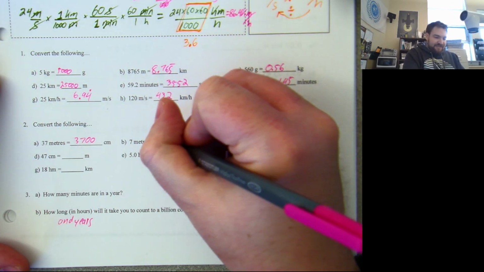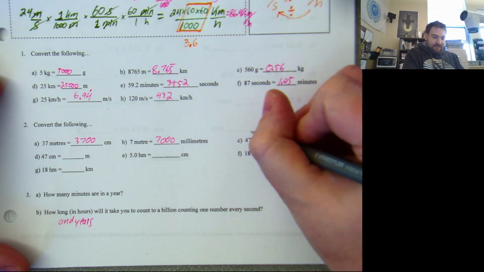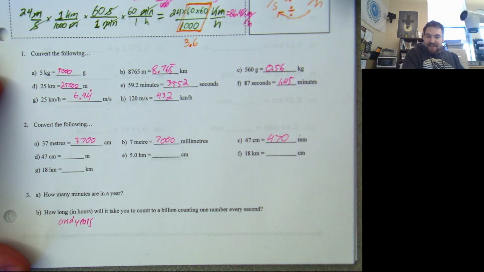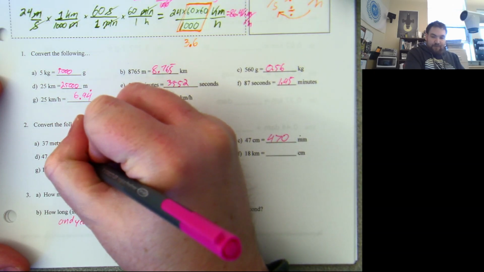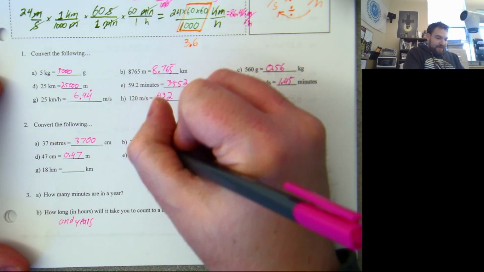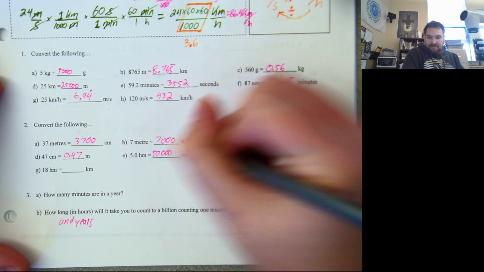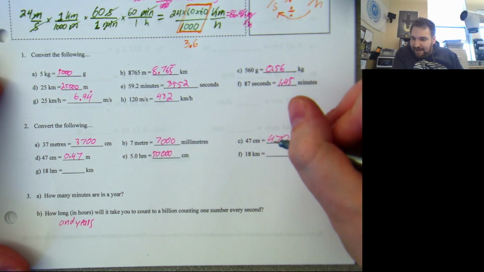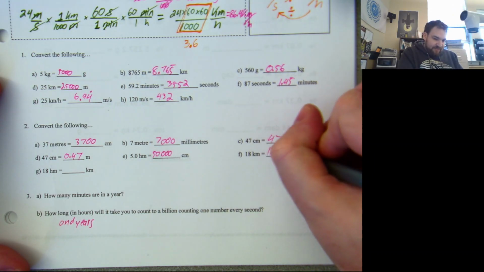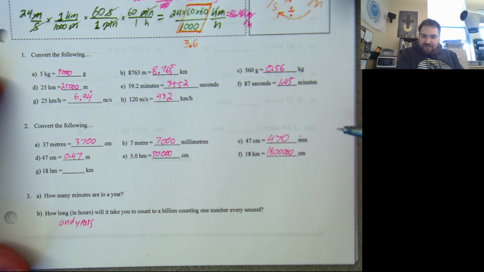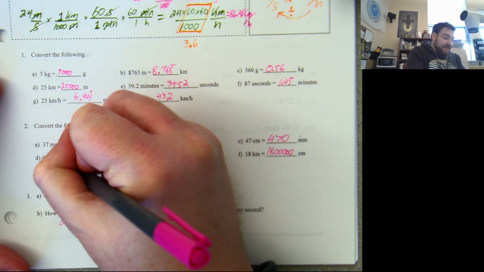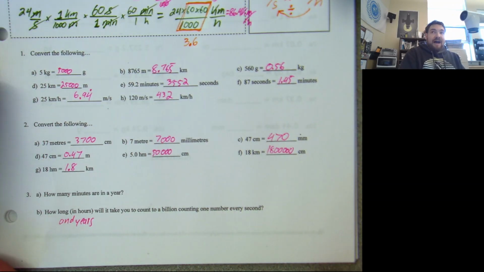3,700, 7,000, 470, 0.47, 50,000. That should be 1,800,000. G is going to be 1.8. And I'll give you the answer to question 3 tomorrow. If you haven't already, the values are ridiculous.